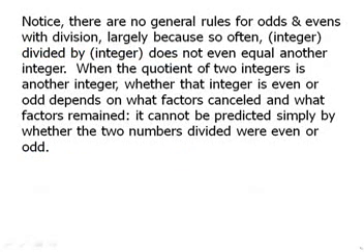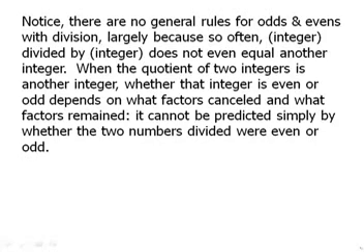Now division. Notice there are no general rules for evens and odds with division, largely because so often integer divided by integer does not even equal another integer at all. Largely, you pick 2 random integers and divide them, you're going to get a fraction or a decimal. You're not going to get a whole number.